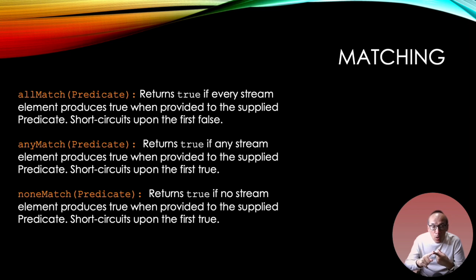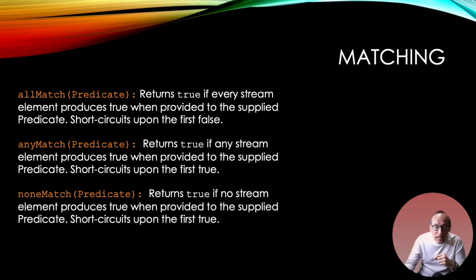You can do an all match, an any match, a none match. So give me all of these that match if these are true. It returns true if any of the stream elements are true. So the first one is that they all have to match. Everybody in that stream has to match this predicate. So if it's something that's greater than 20, then everybody in this stream better be greater than 20.